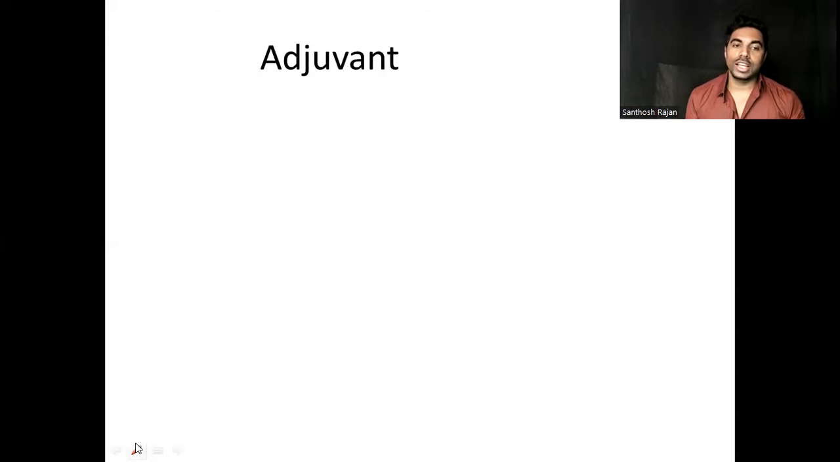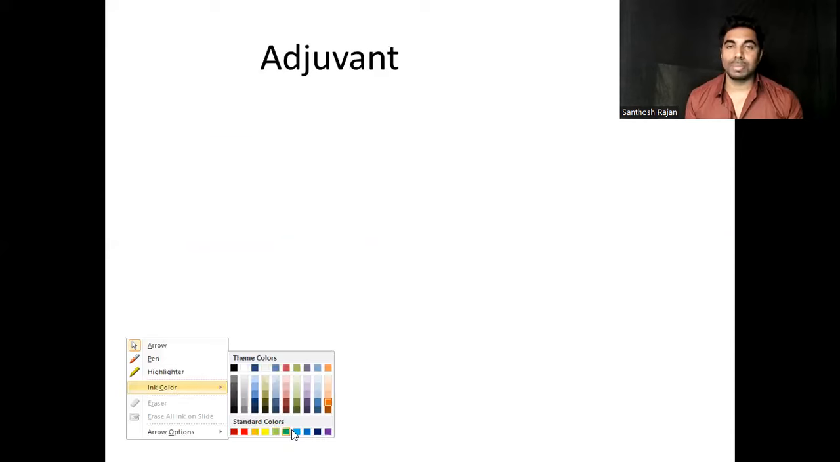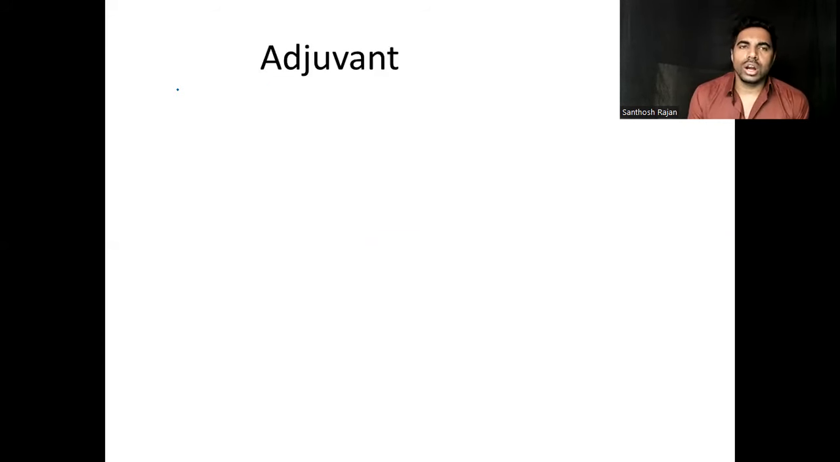Now, what is an adjuvant? You have to remember adjuvant. Adjuvant is frequently asked. It's a PSM question because vaccines, they can ask, and here also it has an important role. So how to remember this adjuvant? The adjuvant shortcut is very simple.